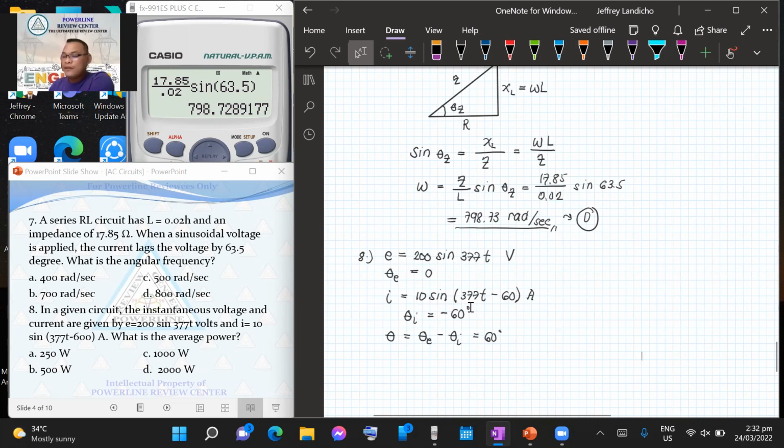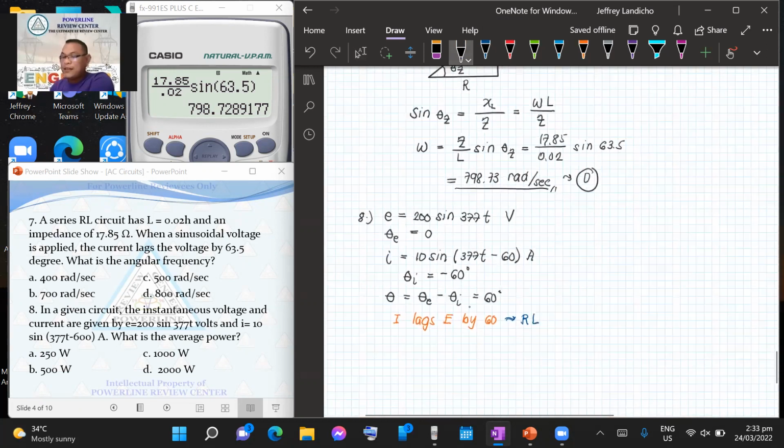Negative 60. So pwede nating sabihin ulit ngayon dyan that current, ano siya? Nahuli. Kasi nasa 0 na, no? Nasa 0, pa-positive na si voltage. Yung ating current ay nasa negative 60 pa. So in this case, current lags voltage by how many degrees? 60. So pasok pa rin siya from 0 to 90 if current lags. So therefore, by just merely comparing the phase angle, alam natin na ang circuit na to is what? RL circuit. Okay? So RL circuit.